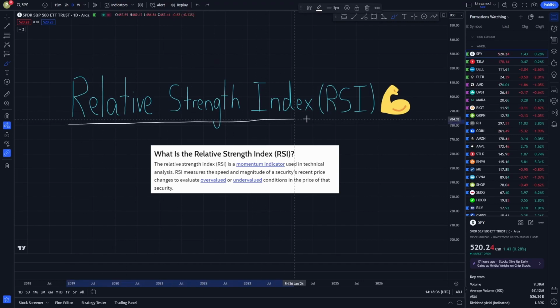The relative strength index is a momentum indicator used in technical analysis, and it measures the speed and magnitude of a security's recent price changes to see if it's overvalued or undervalued. Essentially, it's a measure of how strong an asset is with respect to previous price action.